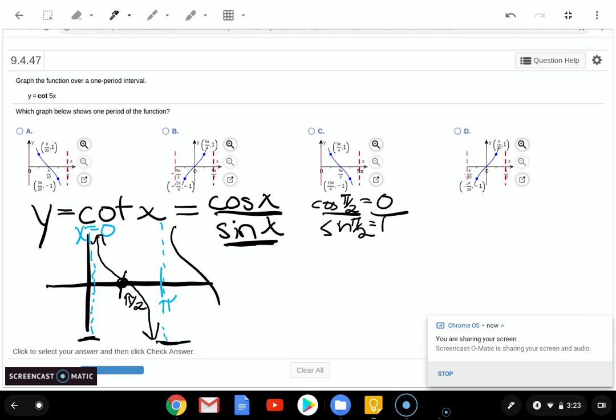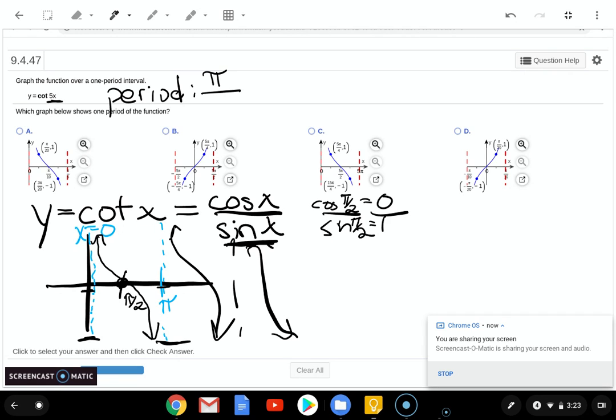So it repeats this, we call it a branch of the cotangent graph. It repeats that branch over and over infinitely many times. But I'm going to focus on just the one cycle from 0 to pi. Now, this is for cotangent of x. The fact that you have 5x here is going to change the period of the graph. So if the typical period of a cotangent graph is pi, because that would be the length of the interval from 0 to pi. That's the interval that gives us one complete cycle.